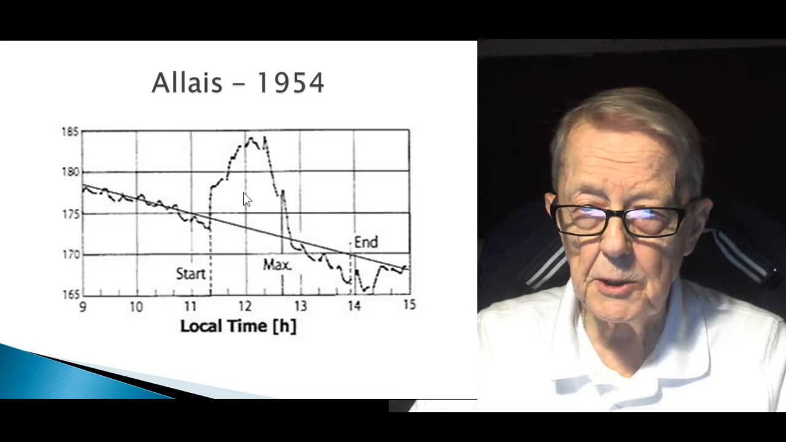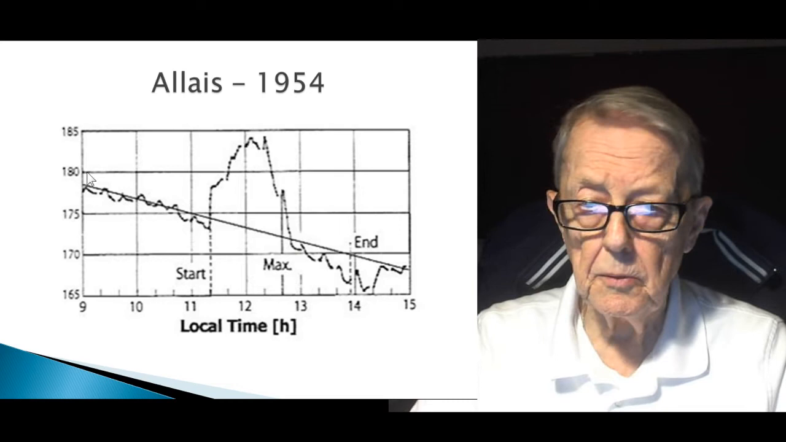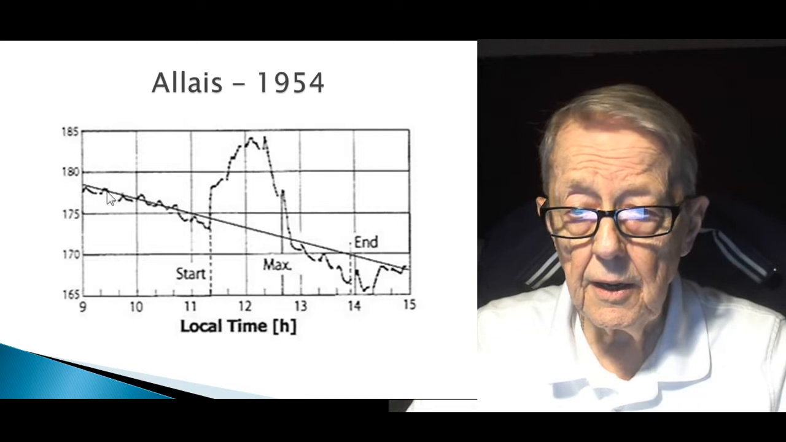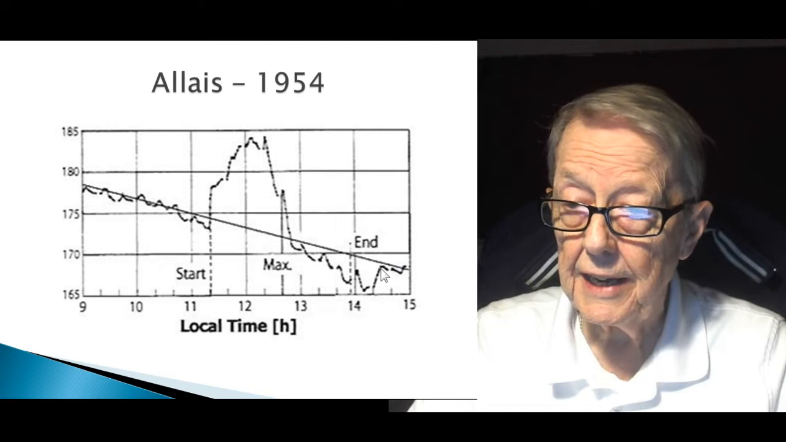How do you explain that? You can't. It's very difficult to explain all of those motions. What's interesting is it starts here on this line, and it appears to end on the line. It's like the eclipse never happened. That's interesting.